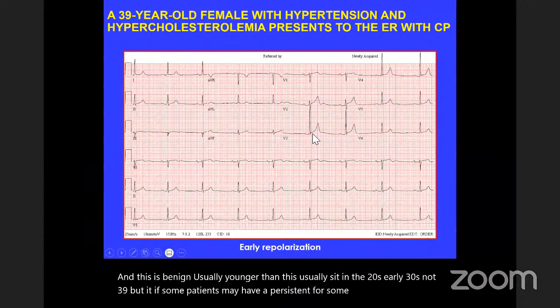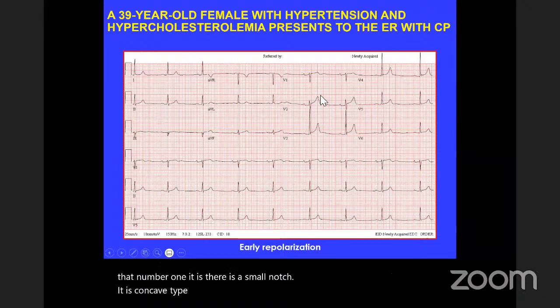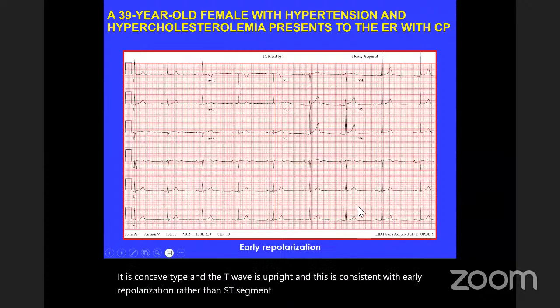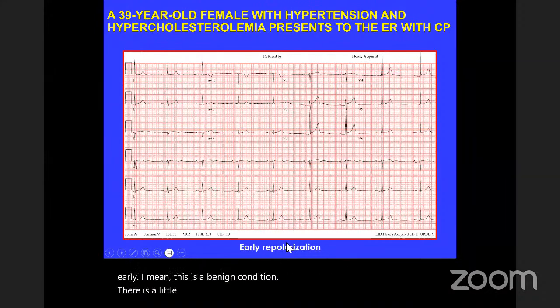But the clue here is, number one, there is a small notch. It is concave type, and the T wave is upright. And this is consistent with early repolarization rather than ST segment elevation myocardial infarction. This is a benign condition. There is also early repolarization syndrome. I'm sure you heard about it.